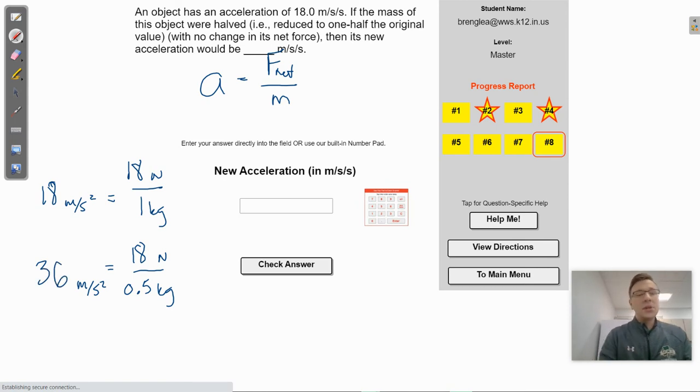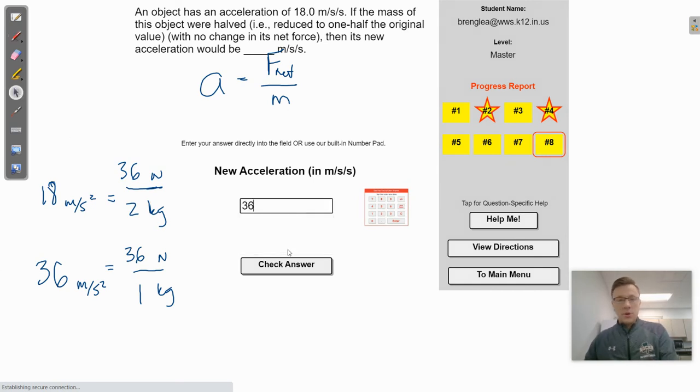It might make more sense if you started it like this and, instead of 18 and 1, did 36 newtons divided by 2 kilograms. That way, when you cut it in half, it is not a weird decimal number. So 36 divided by 2, we cut the mass in half. Now it's 36 divided by 1, which still comes out to be 36. Okay, so there is your answer.